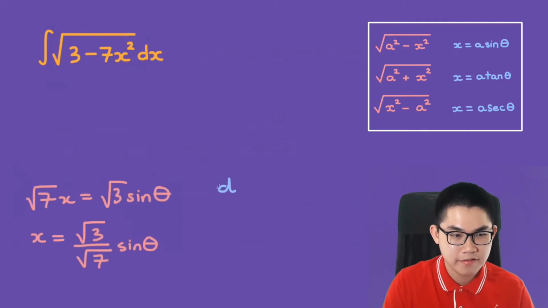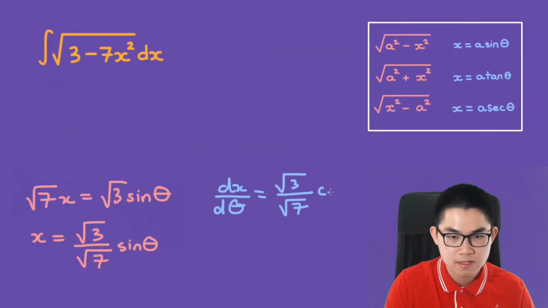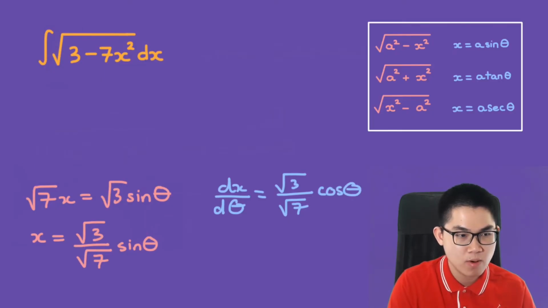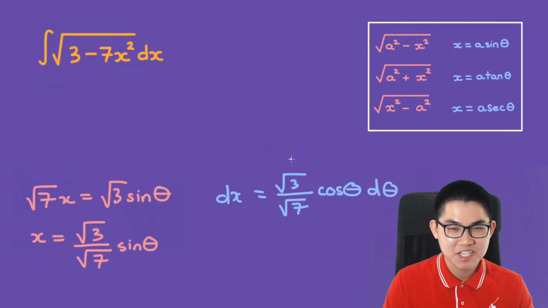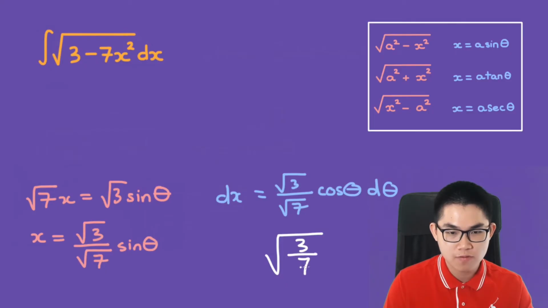How about the derivative dx over d theta? So the derivative of sine is cosine. We have the square root of 3 over the square root of 7 times cosine. And we multiply both sides by d theta. We have dx is equal to all of this times d theta. Just one thing to note is that the square root of 3 over the square root of 7 is the same as the square root of 3 over 7.